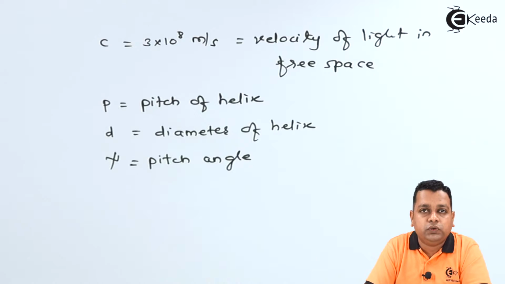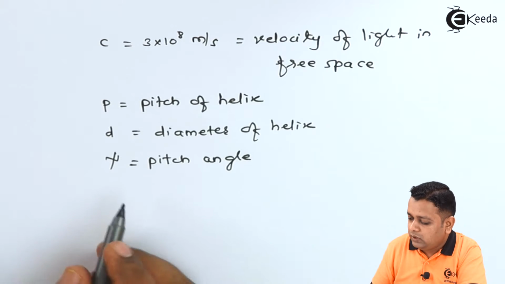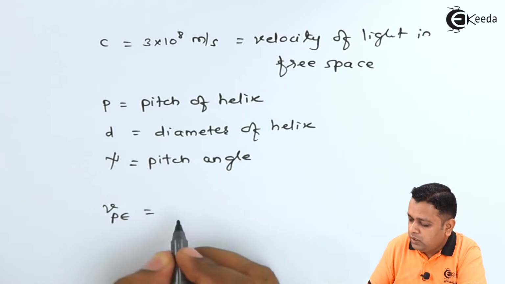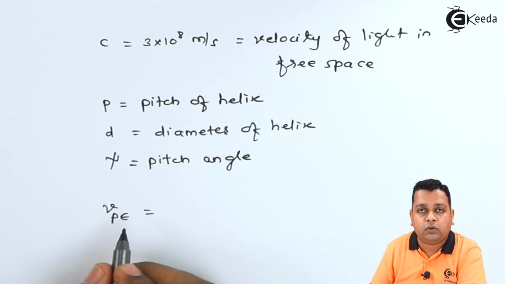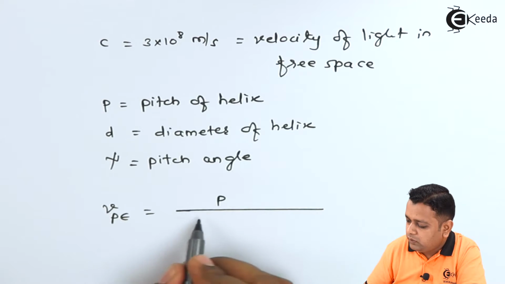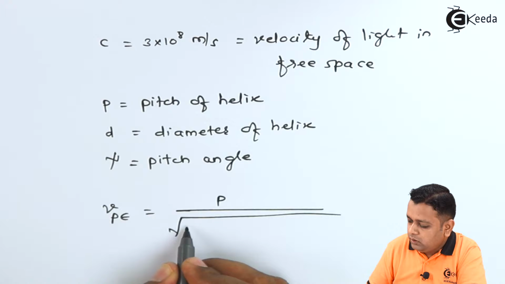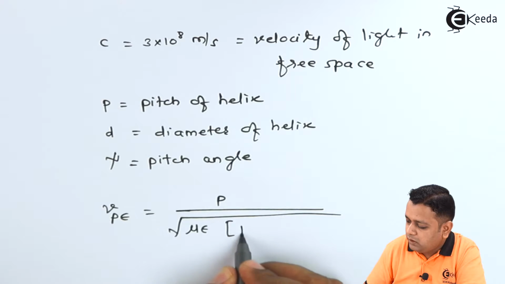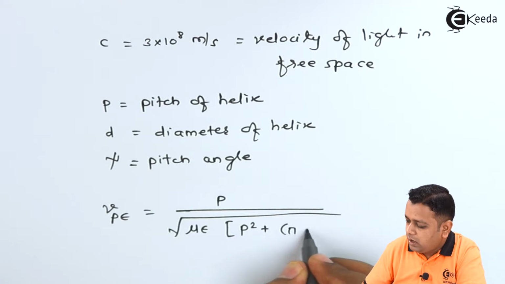Now, usually the helix will be inside a certain cylindrical structure filled with a certain dielectric. So considering the dielectric, we can re-represent equation number 1 and write it as V suffix P epsilon, with epsilon being the dielectric constant or permittivity of the medium. It is given by P divided by the square root of, first of all, mu epsilon, and in the square bracket, P square added with pi d square.